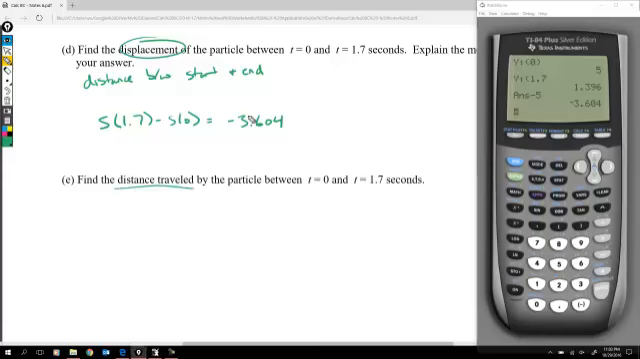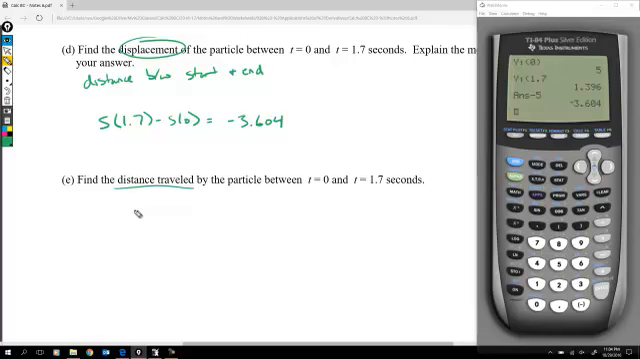This is very different from displacement. With displacement, the sign doesn't really matter. You just kind of get what you get. You only care about the beginning and the end. With distance traveled, you do have to worry about the sign. And so because of that, I need to find my critical numbers.